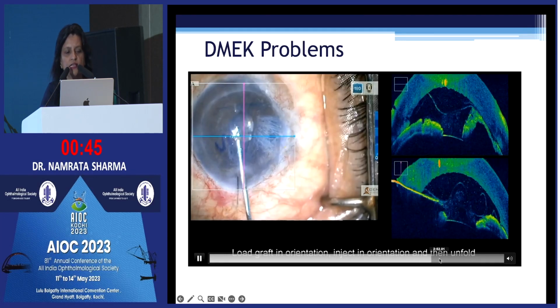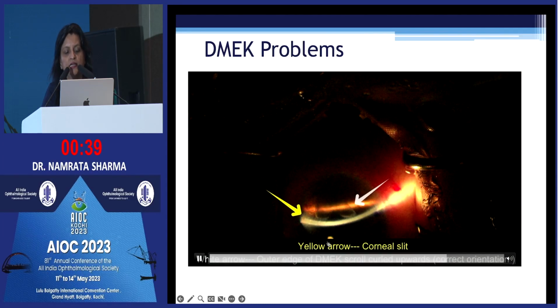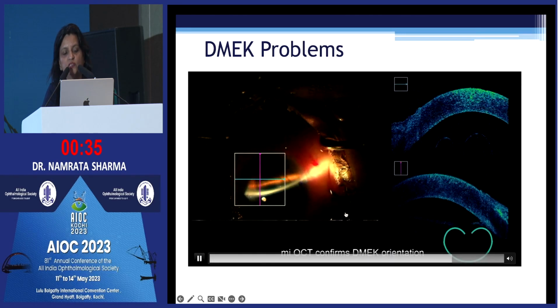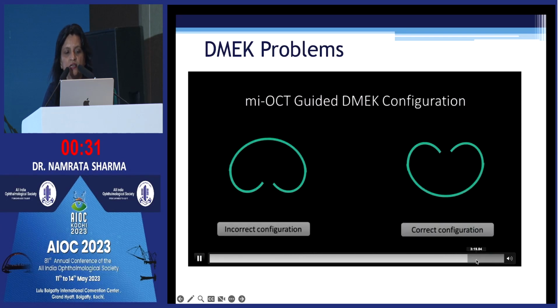So this, I think I've already shown you. If you don't have an intraop OCT microscope, then you can also do with the slit beam. And with the slit beam, notice again, you can see the biceps curl upwards. And once that is there, then you know that you are in the correct direction.